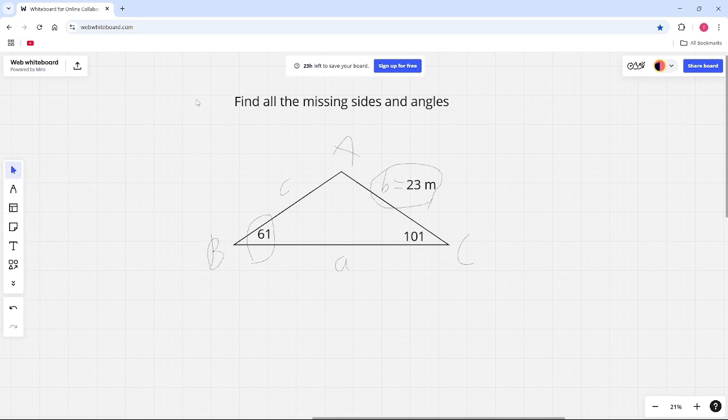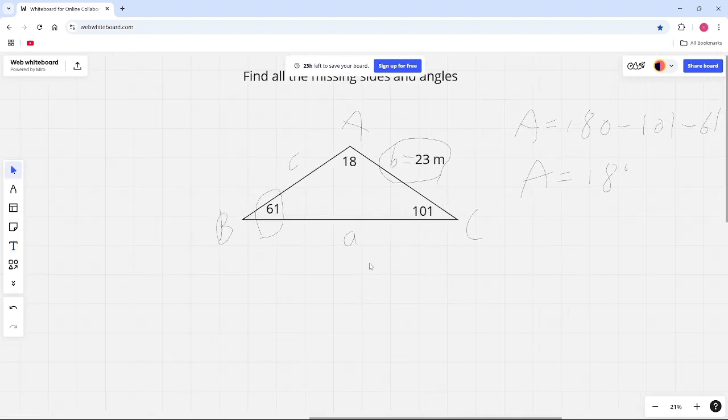Now, we're trying to find all the missing sides and angles. Well, a really easy angle we can solve for is angle A. A is equal to 180 minus 101 minus 61 degrees, which will give us 18 degrees. So we can easily just fill in 18 over here. Now, let's solve for side length a and side length c.